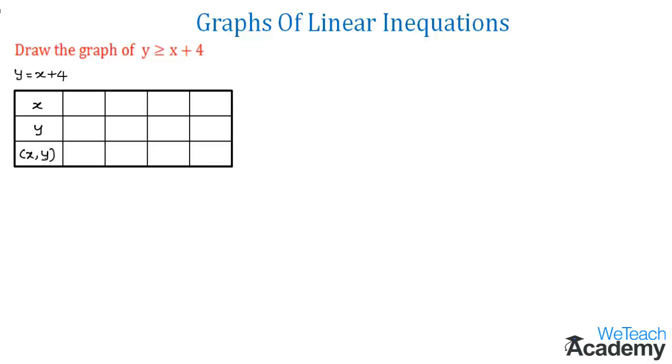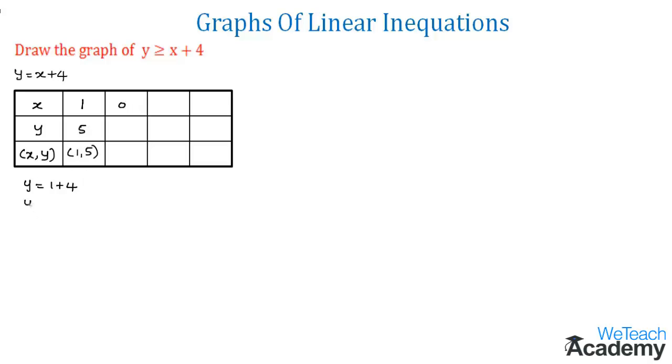Now let us assume different values for x and find the corresponding y values. So first, if we consider the x value as 1, then we get the y value just by substituting in the equation y is equal to x plus 4. So on substituting, we get y is equal to 1 plus 4. So by adding this, we get 5 as the value of y, and then we get the first ordered pair as (1, 5).